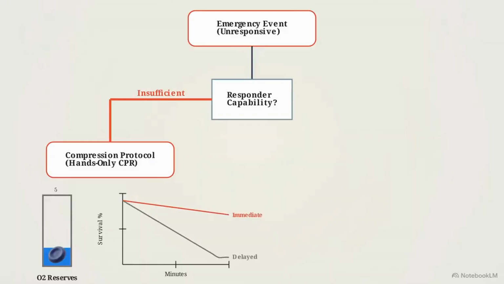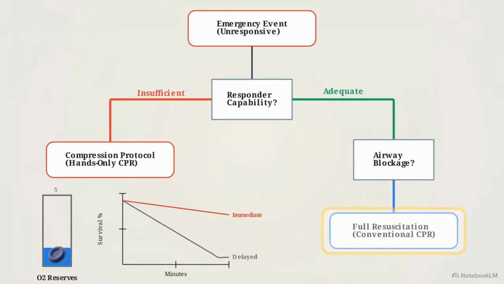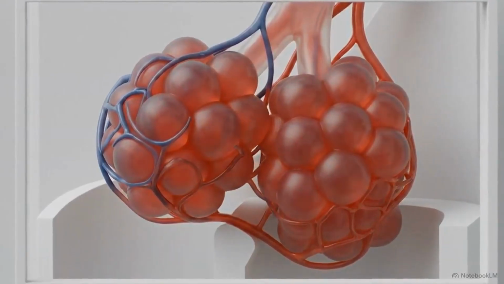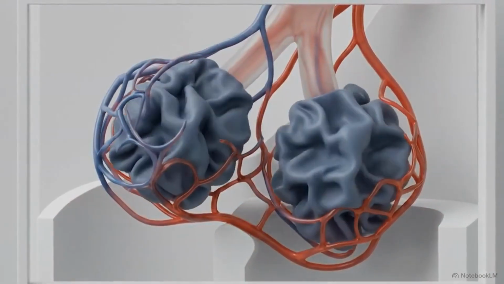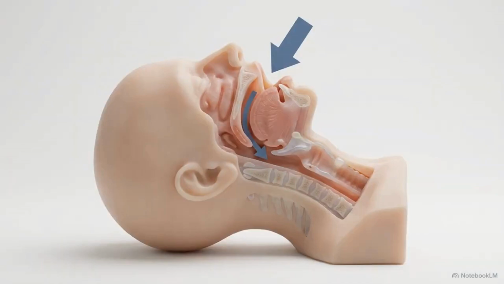But if your answer is yes, you are trained and comfortable, you face a second critical diagnostic question. What caused the arrest? If you are dealing with a drowning or a choking victim, this is a respiratory arrest. Conventional CPR with rescue breaths is strictly required here. The biology dictates this. In a drowning, the casualty's lungs and bloodstream have zero residual oxygen left to circulate. Compressions alone will accomplish nothing. You must physically force air back into the system.